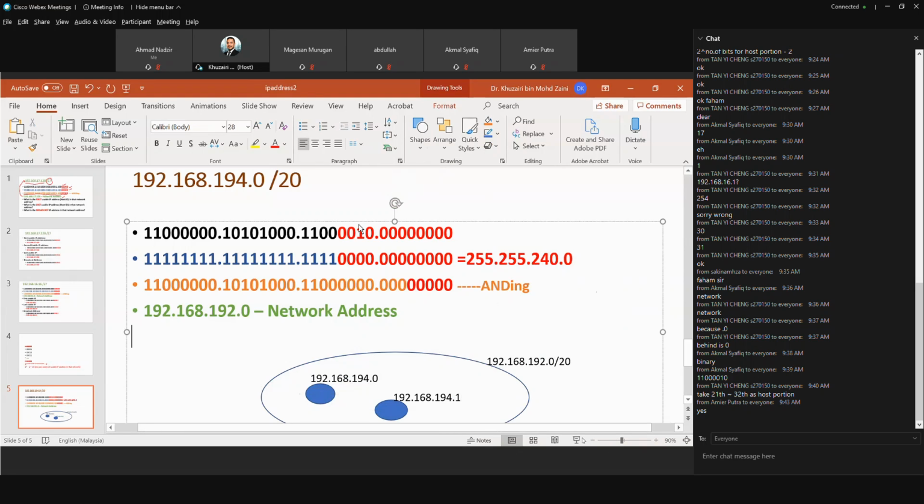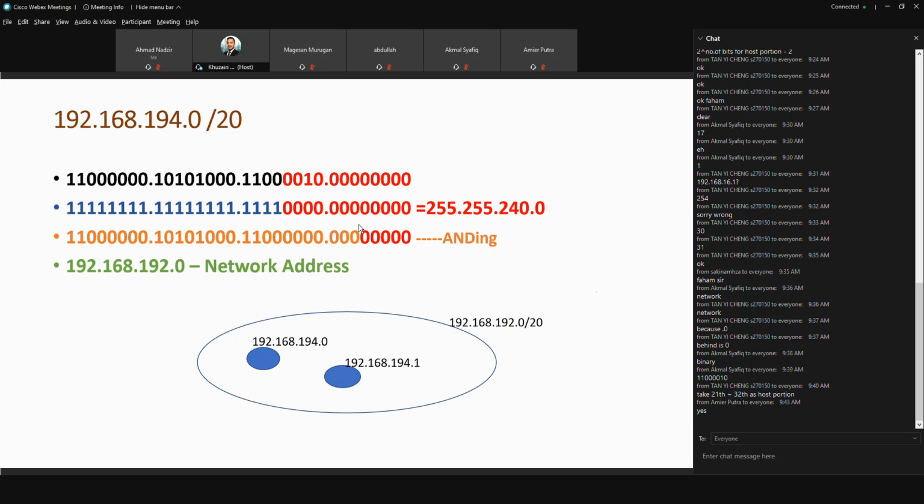So this is the example of what it represents. Is it correct? One is one of the host ID, 192.168.194.1. Betul tak? Is it correct? Who can answer my question? Is it correct?